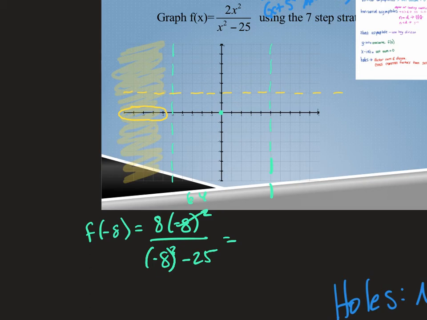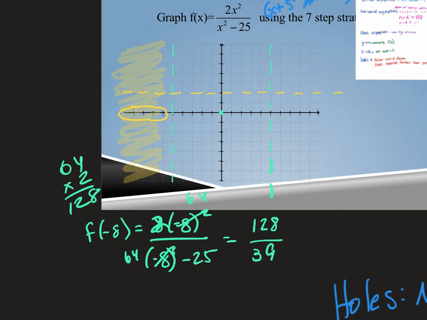64 times 2 is 128, right? Correct? Guys? 64 times 2, 128. So we're good. And then 64 minus 25. What's 64 minus 25? 39. Okay, 39. All right, 128 over 39.